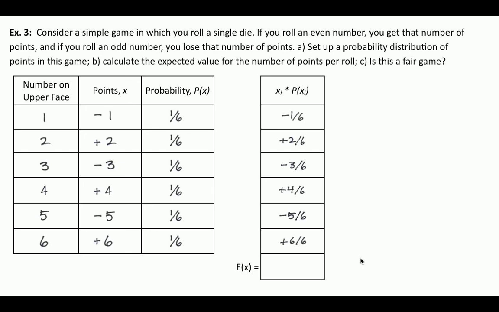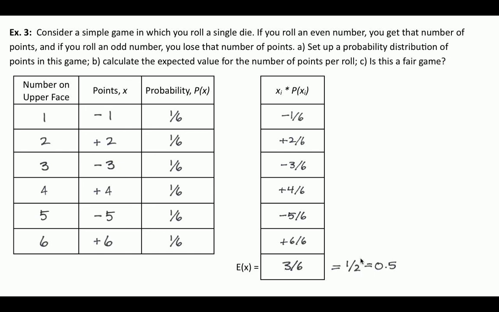Yes, exactly. So -1 plus 2 plus -3 plus 4 plus -5 plus 6. When you add all those up, you get 3 out of 6. So basically what this means is that the expected value is 0.5. So the expected number of points that you would get in this game would be 0.5. If you were to play this game for infinity, at the end your average would be 0.5. That would be your expected value.